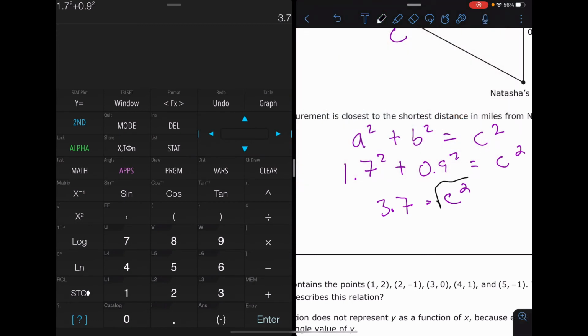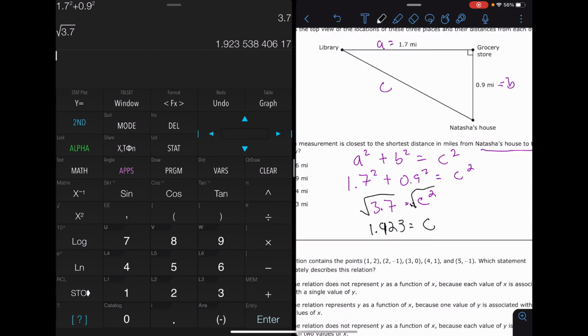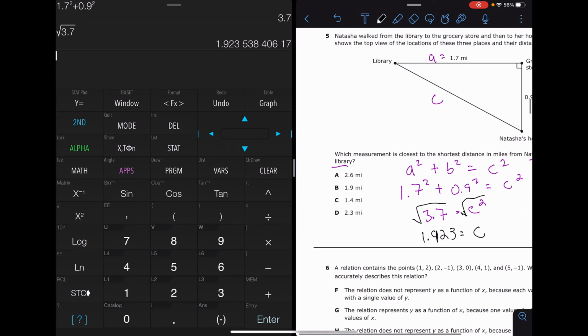Remember, now you do square root. Second square root 3.7. So this is 1.923 equals C. And what is my answer? My answer is B, 1.9. Very, very easy. Facilito.